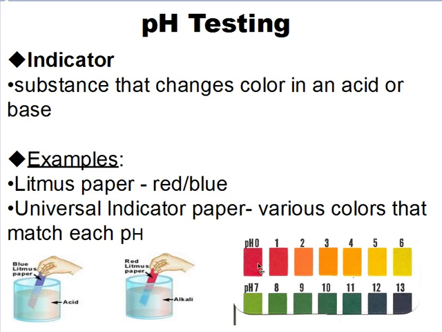Remember, anything that's below 7 is considered acidic. Anything above 7 is considered basic. A pH of 7 would be neutral water.